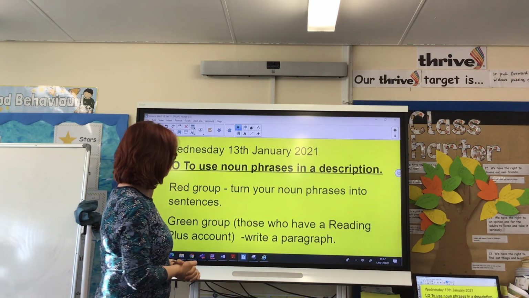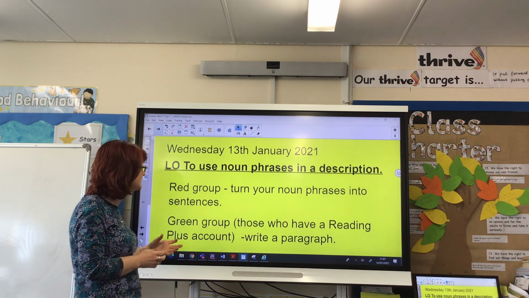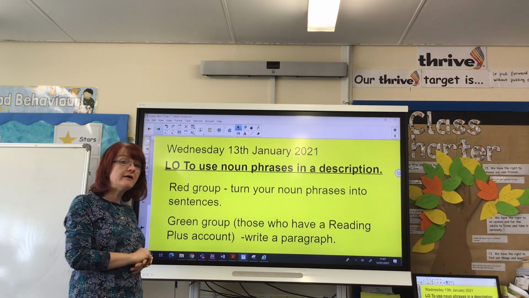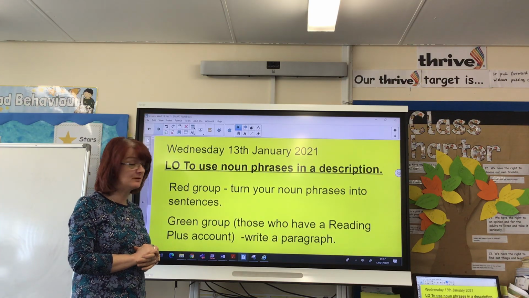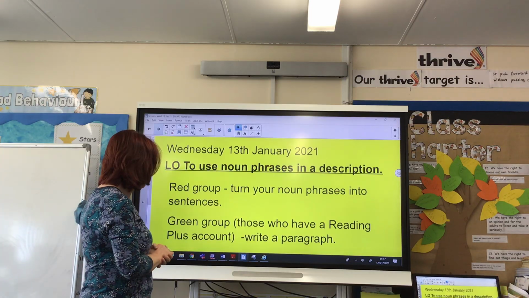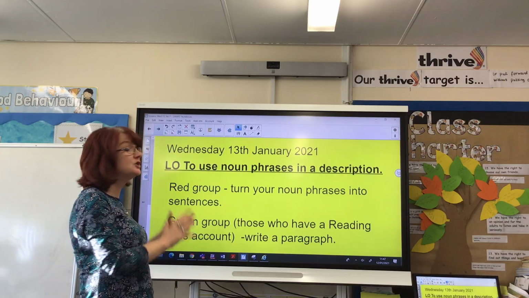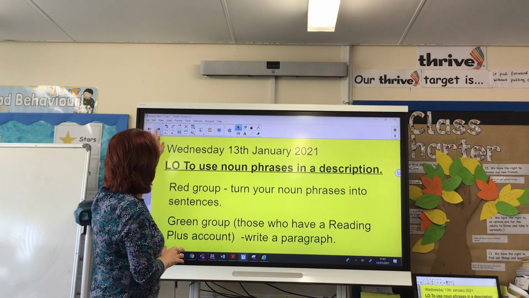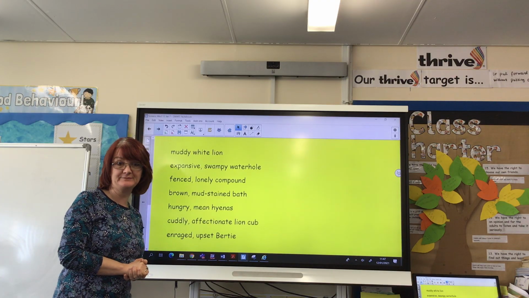Okay, so we're going to use the noun phrases that we've been creating this week and turn it into a description. If you are in red group in school, those children who do not have a Reading Plus account, then you children are going to write some sentences this morning. If you are in green group, that's children who do have a Reading Plus account, you're going to write a paragraph this morning. So these are my noun phrases from yesterday.